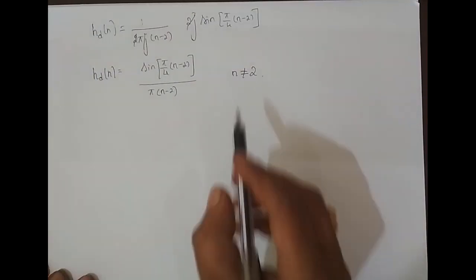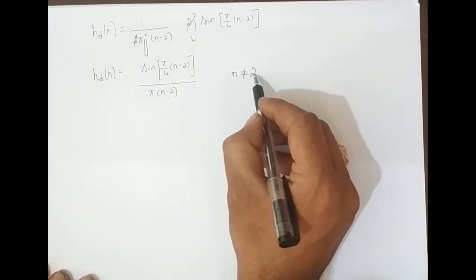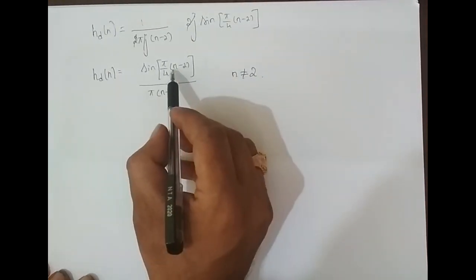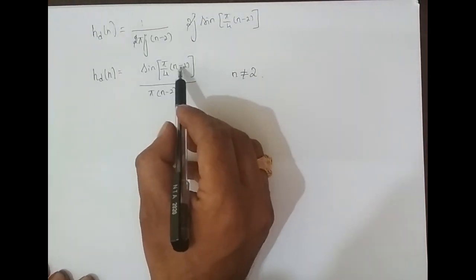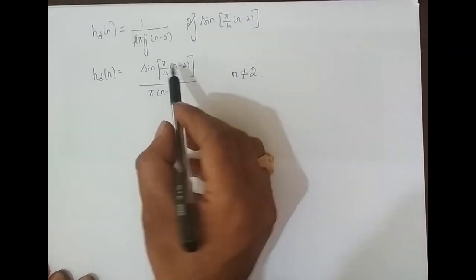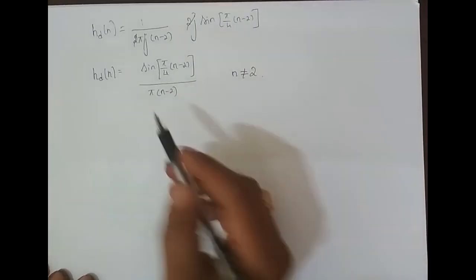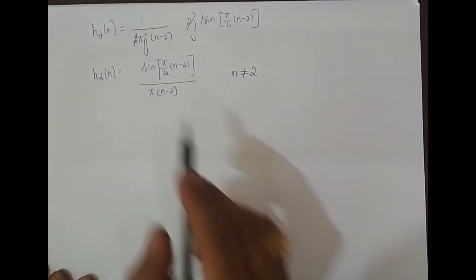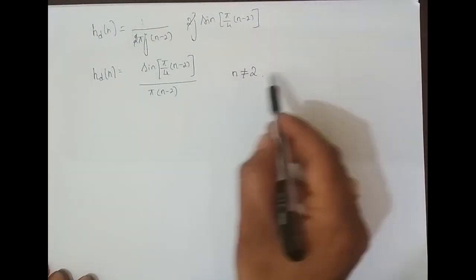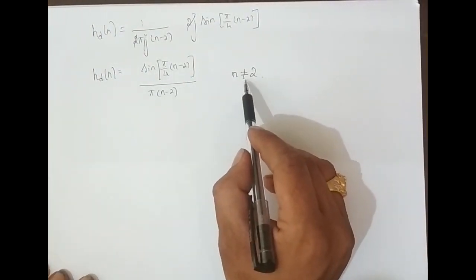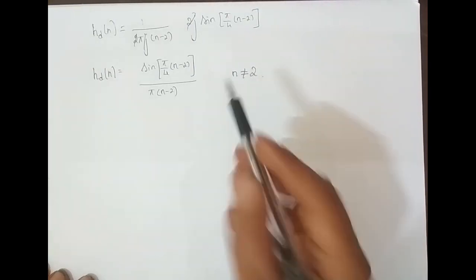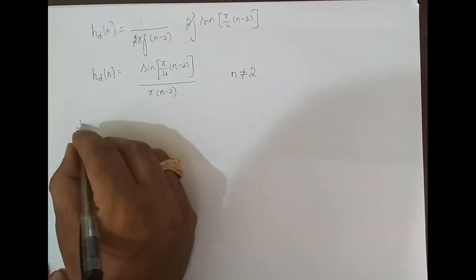What happens for n equal to 2? If I substitute n equal to 2, sine of pi by 4 into (2 minus 2), sine 0, and the denominator is also 0. A 0 by 0 condition exists. So this equation is valid for all values of n except at n equal to 2. But what about for n equal to 2?